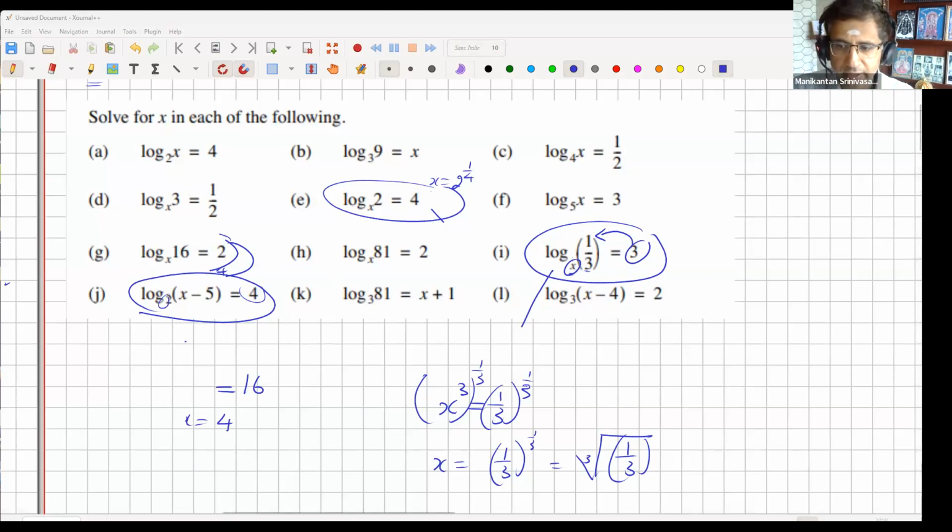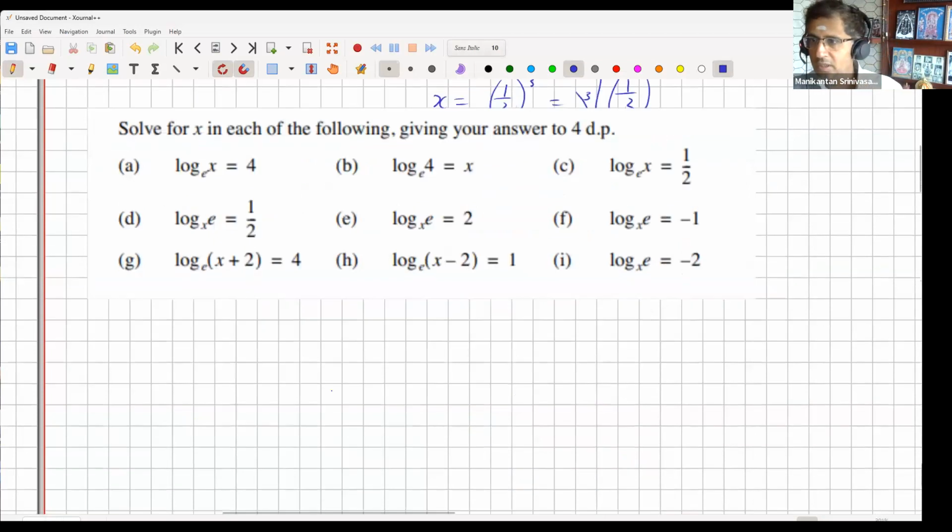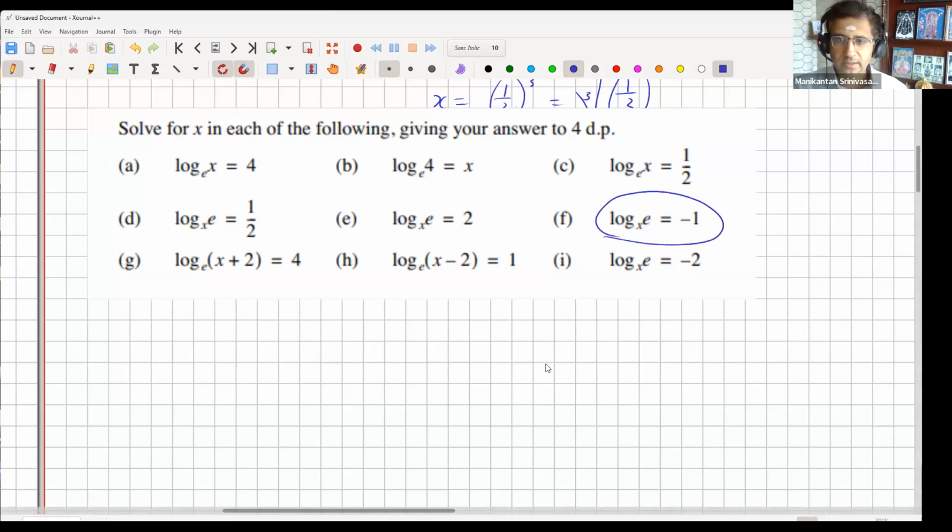Okay, so have your calculators handy, guys, for this next one. Okay, all right. Dave, can we do this one, F? What is the value for X?